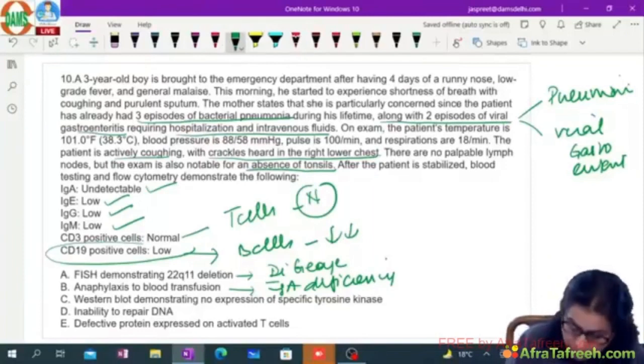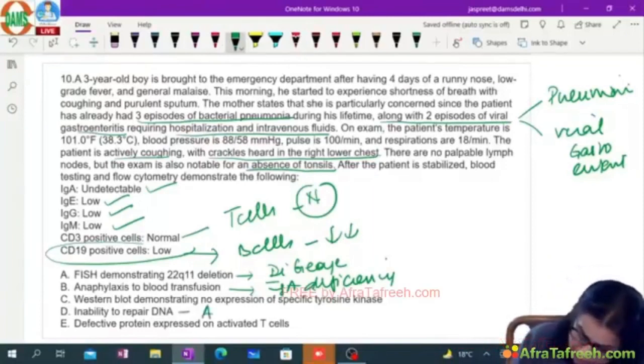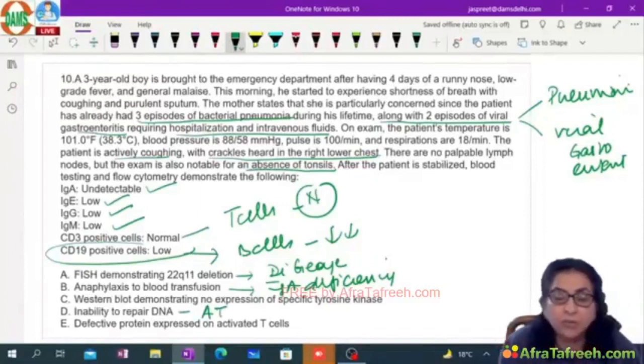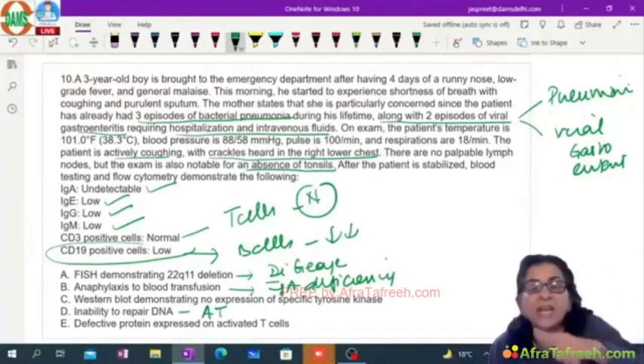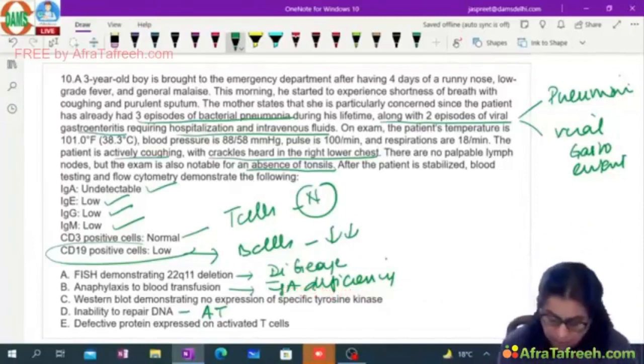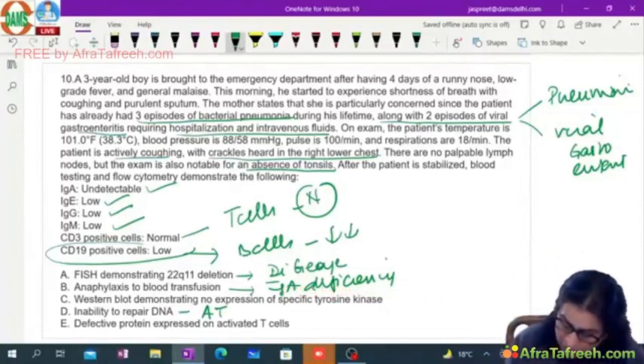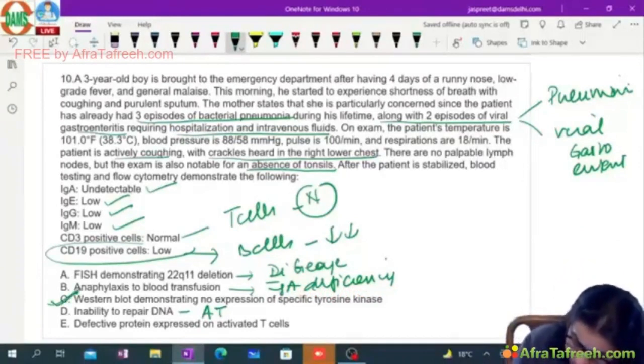Inability to repair DNA, option D. This is seen in ataxia telangiectasia, where only the IgA antibody will be reduced. Okay. Then defective protein expressed on activated T cells. This is again another option; the answer to this is C.